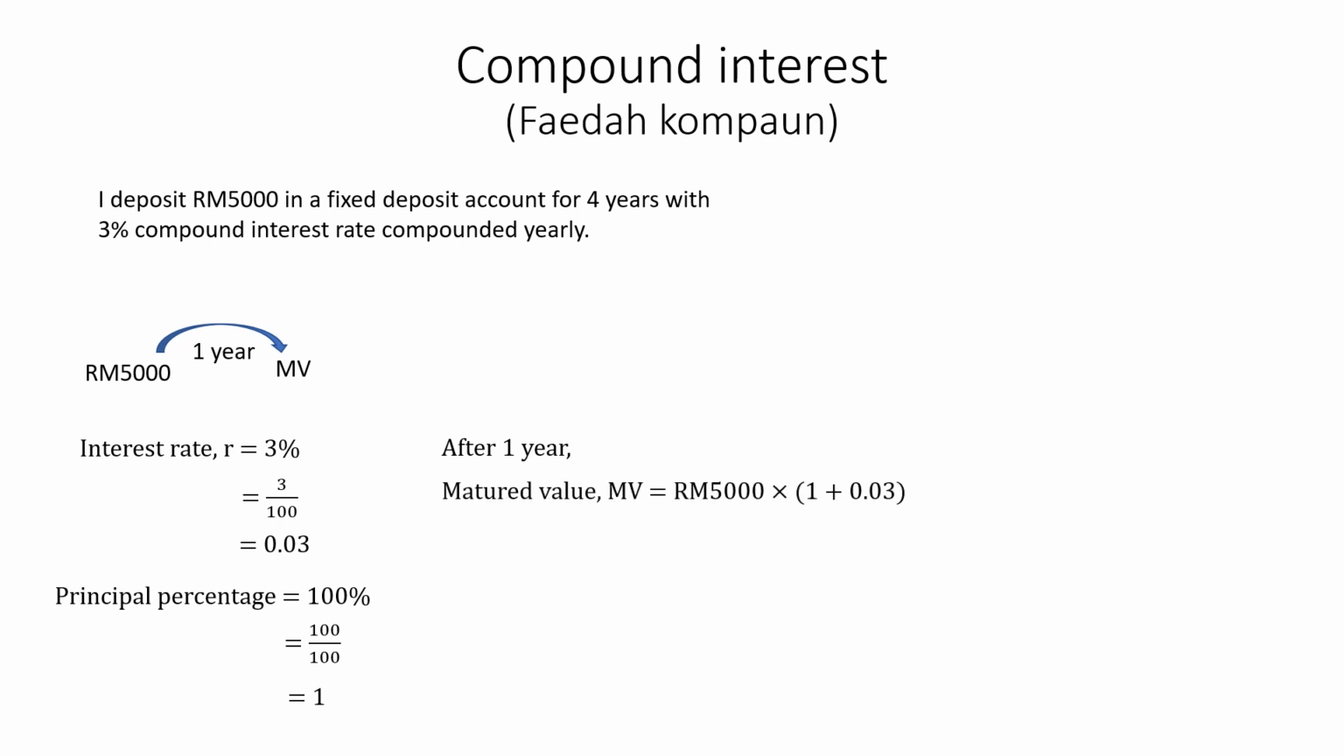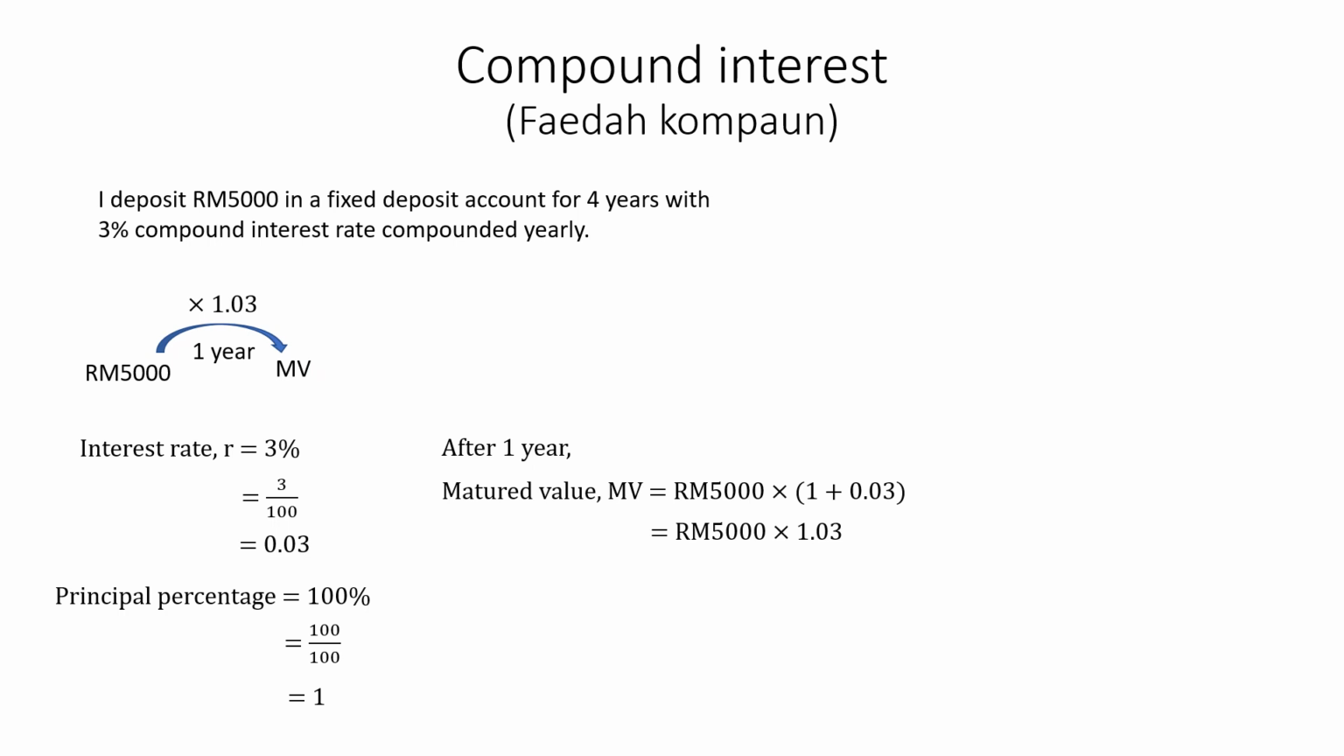So matured value can be calculated by 5,000 multiplied by 1 plus 0.03. 1 means the 100% plus 0.03 means the 3%. So the number here is actually 103%. That means 100% is the original and 3% is the interest rate. So I need to write it as a decimal to calculate. So it's 5,000 multiplied by 1.03 to get the matured value. This is for after a year.